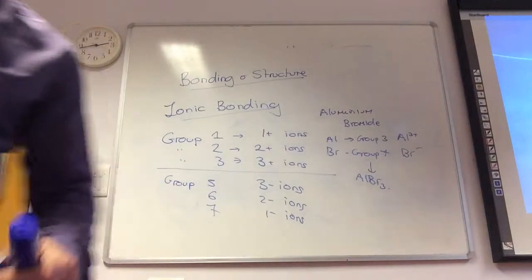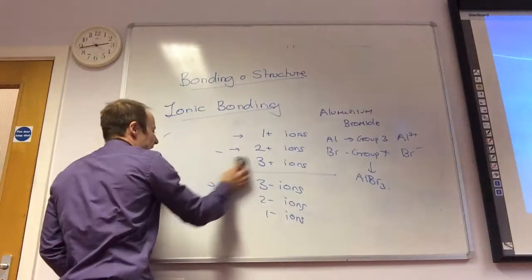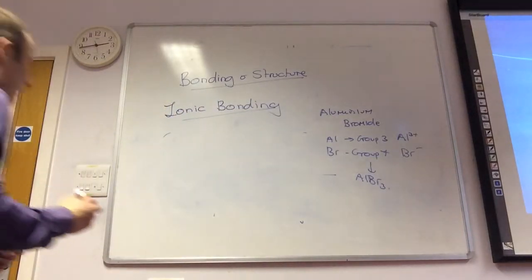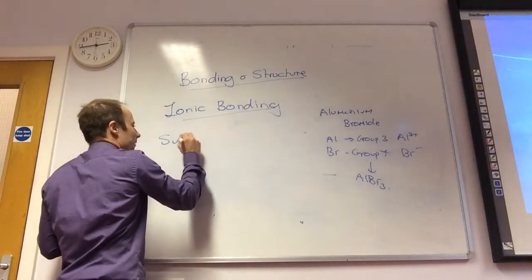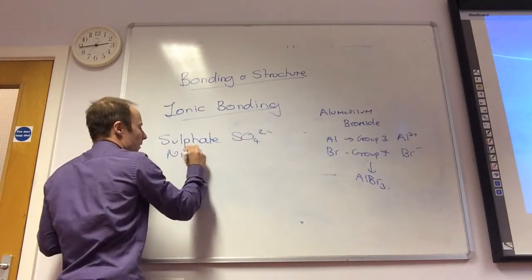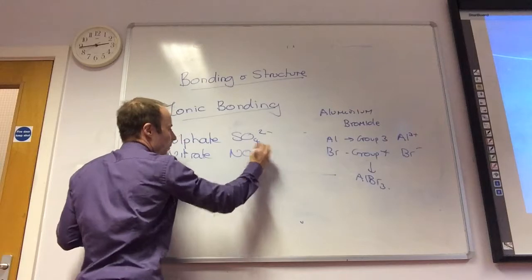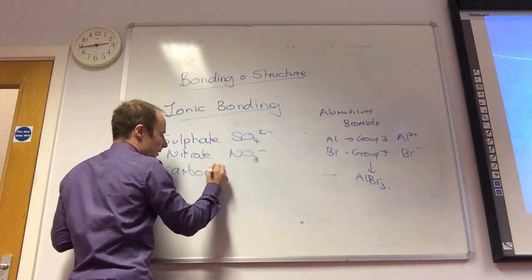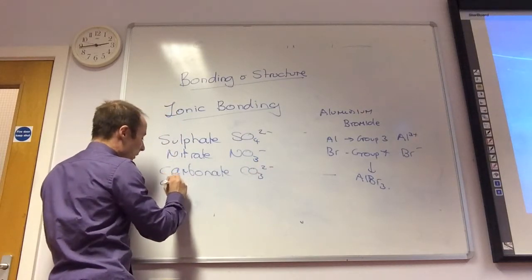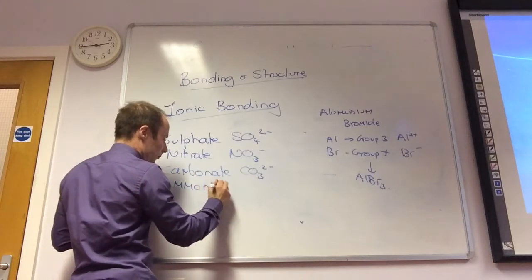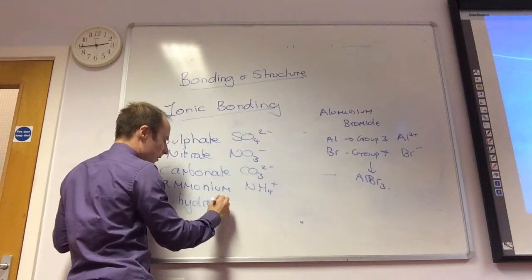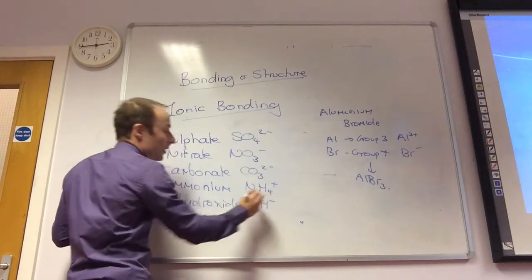What you have to learn is the more complicated ions that they won't give you. The ones you've got to know at AS: sulfate is SO4 2-, nitrate is NO3-, carbonate is CO3 2-, ammonium is NH4+, and hydroxide is OH-.